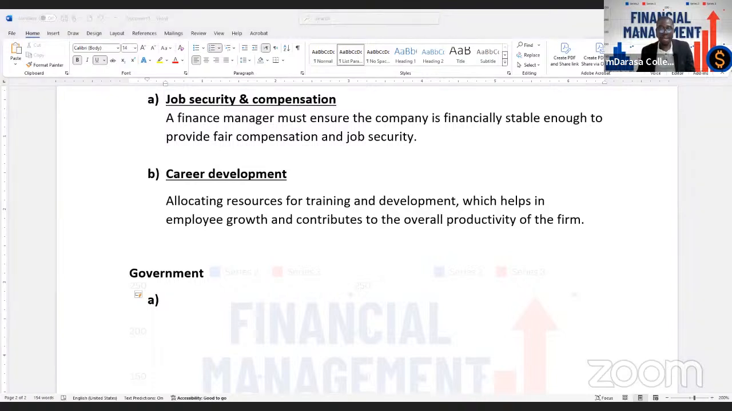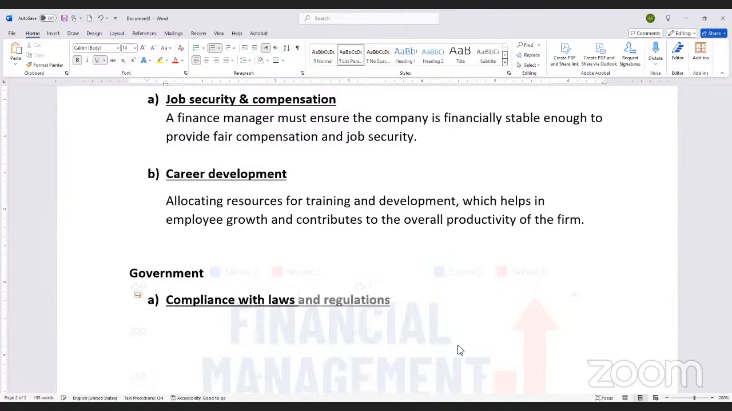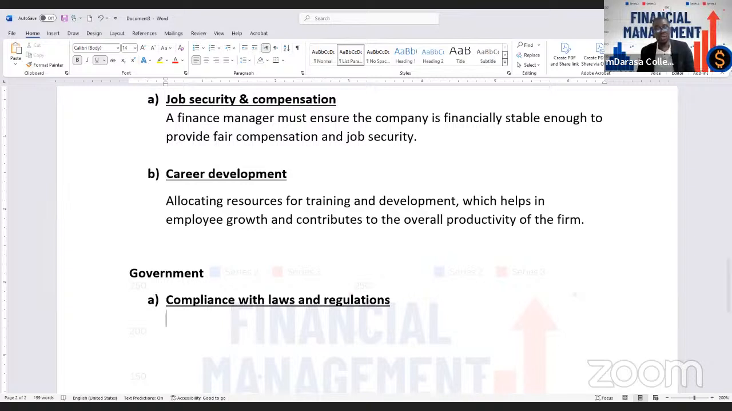Compliance with laws and regulations. Very key element to note. In a sense here, my good students will find that the finance manager must ensure the company complies with all relevant financial regulations and laws. These will include aspects to do with tax, financial reporting standards, and all the aspects to do with the anti-corruption laws. Just making sure that we are complying with all these laws and regulations.